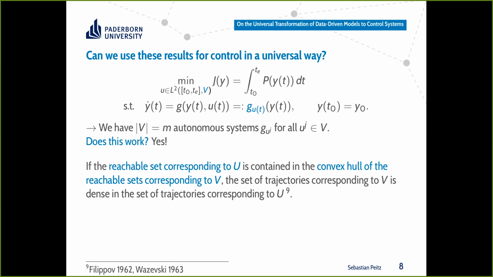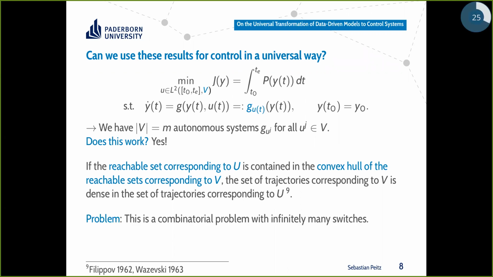Meaning that as long as we pick our V in a good way, or let's say for control affine systems, we just pick the bounds, then we are fine. So we need to pick it in a good way, and then these trajectories are dense. But we now have to solve a combinatorial problem with infinitely many switches. So basically we have shifted the difficulty to the control side.